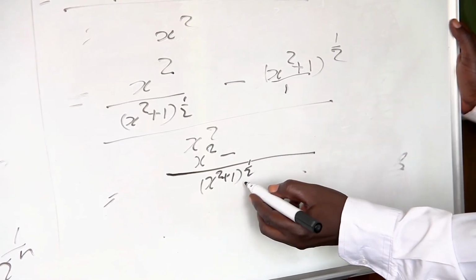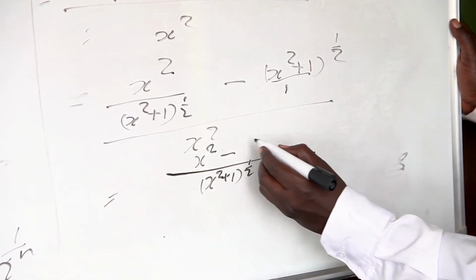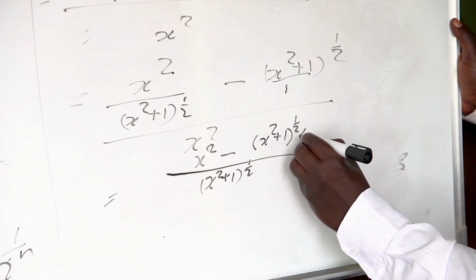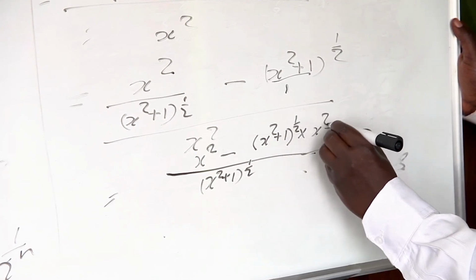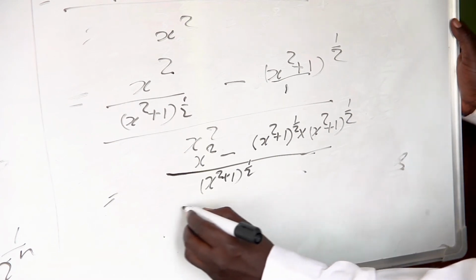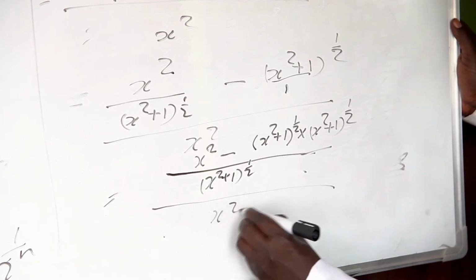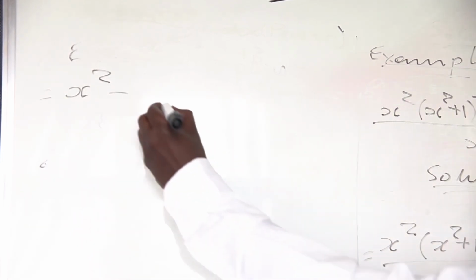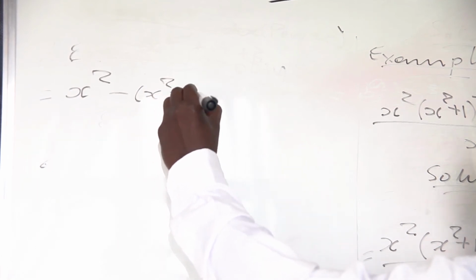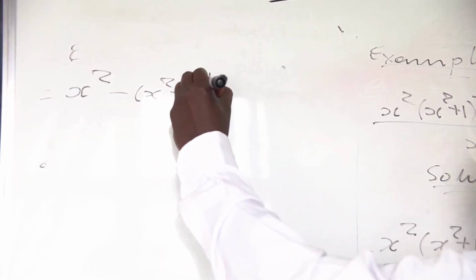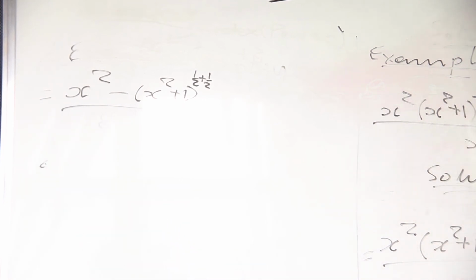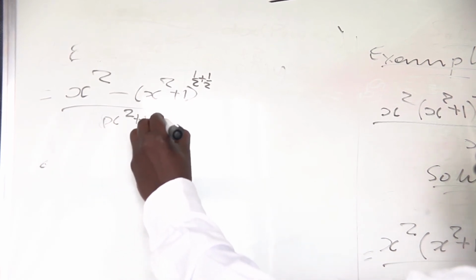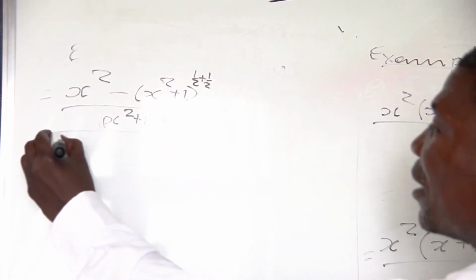This 1 goes into this, so it becomes x squared plus 1 power half. You multiply it by x squared plus 1 power half, and the whole lot you divide by x squared. So x squared minus x squared plus 1, a half plus a half, you divide by x squared plus 1 power half, all over x squared.